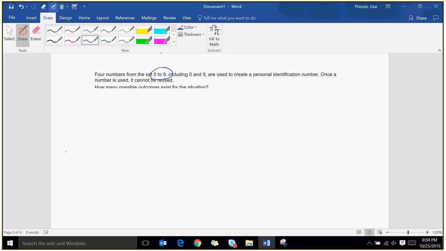Once the number is used, it cannot be used again. So what's important here is the fact that order is important. Order. So it's a permutation. Yeah, this is a permutation of n things taken r at a time. So it's n factorial divided by r factorial.